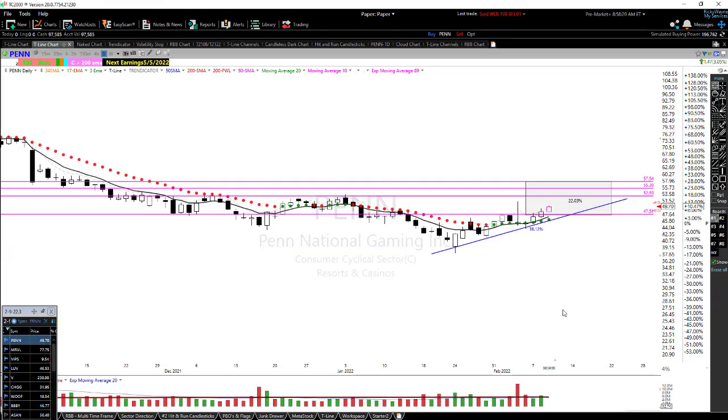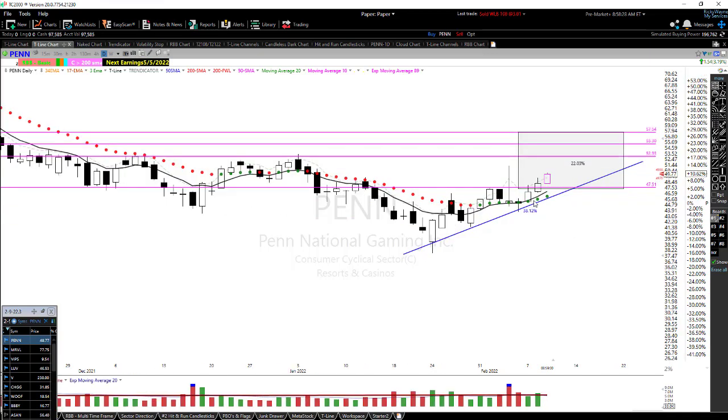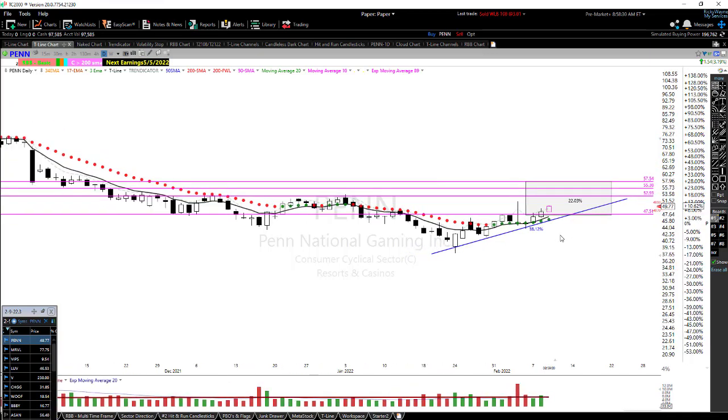How about PIN? PIN's been on the watch list before. PIN's a great looking chart. I still see 57 up here, 55, 52. It's just a matter of following price. Follow the Trendicator. Follow the green dots. That's all you got to do.